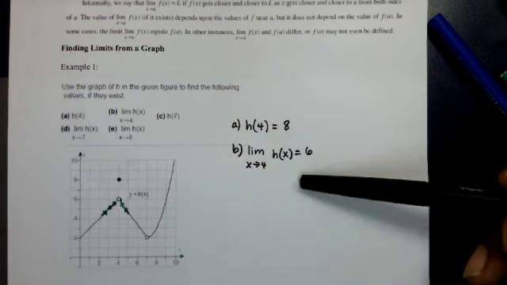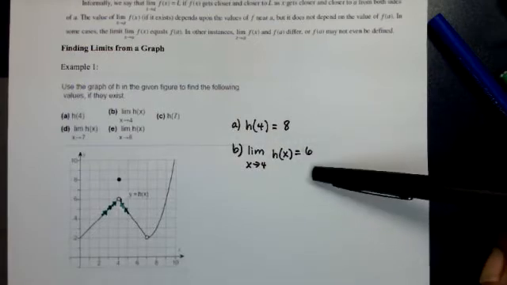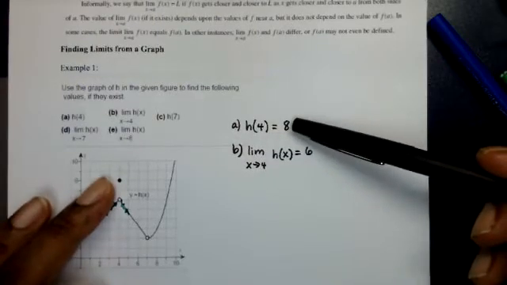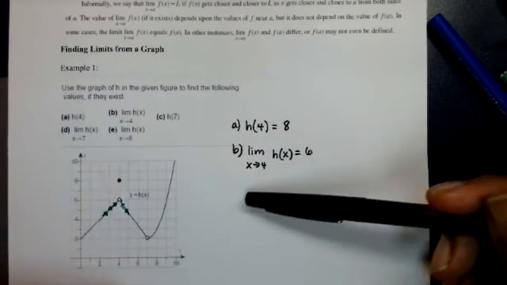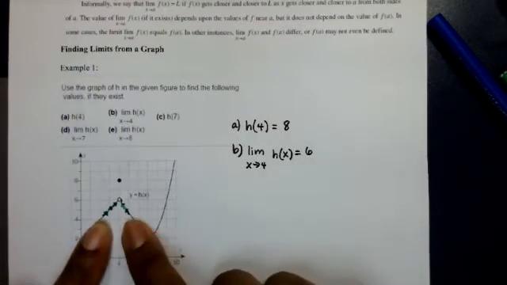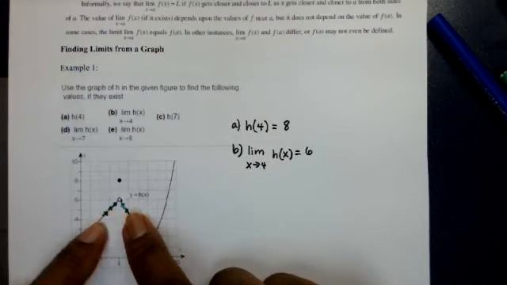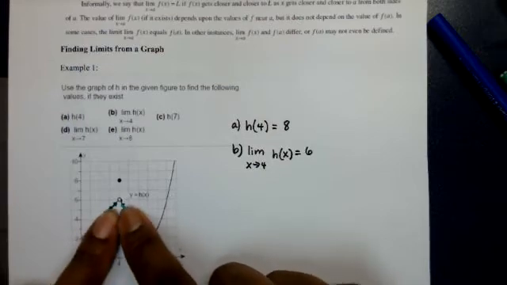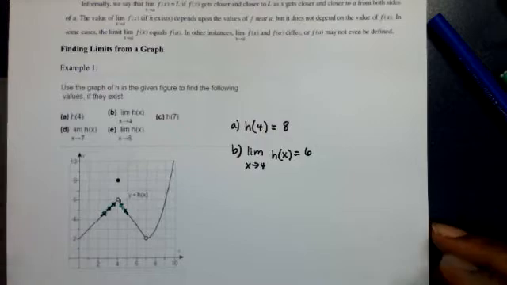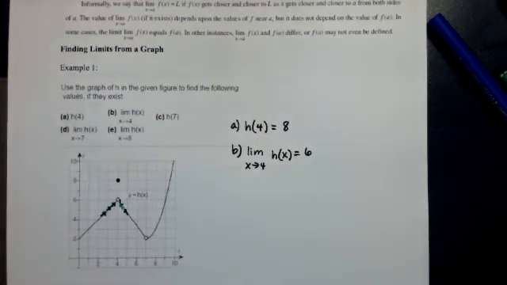Now, if you compare the answers that we got for A and B, they're different. They're different because h of 4 came out to be 8. But the limit as x approaches 4 of the function h of x is 6, because as you can see, on both sides this graph approaches 6, but it will never reach 6. That's what we mean when the limit as x approaches some value a of f of x and f of a can be different.